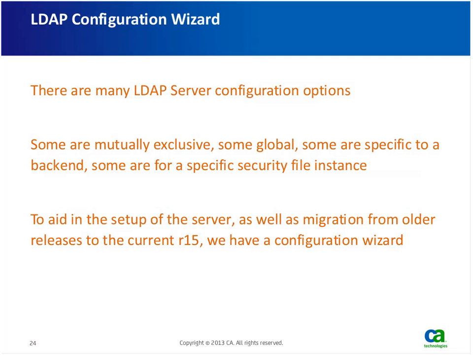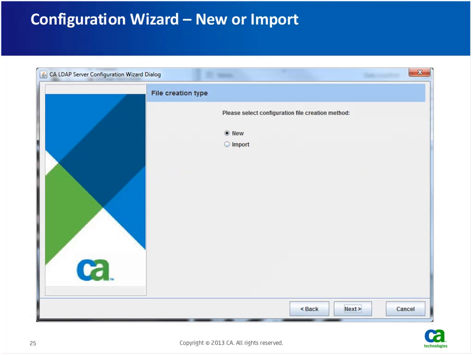You provide the values and it'll generate the config file for you. It can also be used as a migration from older versions to the current. It's able to read in existing configuration files and then create the current version, in this case R15. We'll step through a couple screens real quick here. I don't want to spend too much time on it. If people have questions, we can cover that.